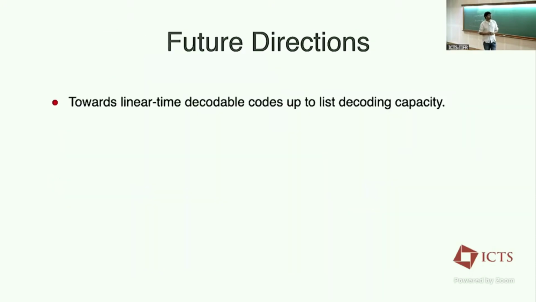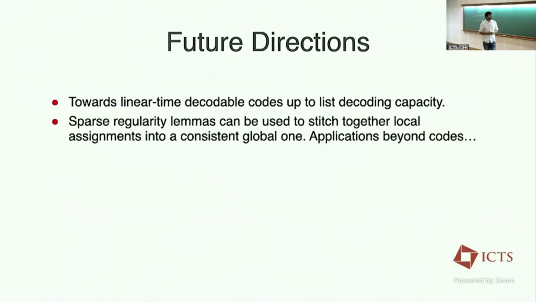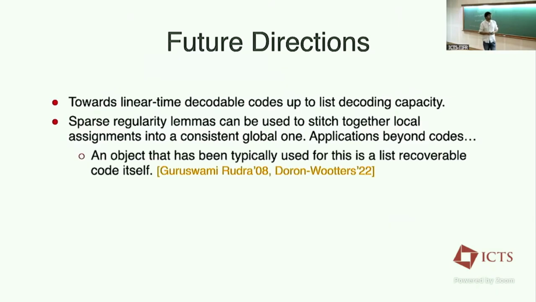To finish up, the most important question here is, can we get rid of this near linear part and truly get linear time decodable codes? For unique decoding, we know how to do that. For list decoding, it's not clear. Sparse regularity lemmas are basically being used here to stitch together these partial local assignments into globally consistent ones. And this is really the key way in which list recoverable codes are used beyond codes. So there are applications to hitting sets, etc. Can we go back to those applications and directly try to use expanders instead of using a black box list recoverable code?